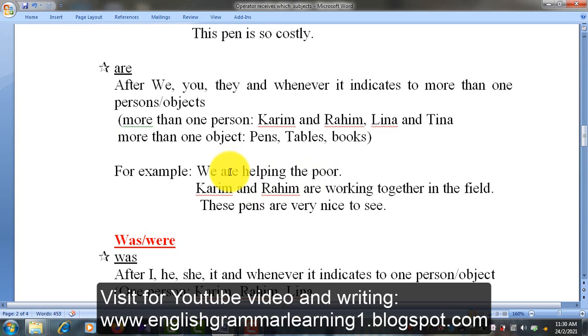Here the operator are is used after the subject we. Another example, Karim and Rahim are working together in the field. Look at the example. Here the operator are is used after the persons Karim and Rahim. The last example is these pens are very nice to see. Look at the example. Here the operator are is used after the objects pens.